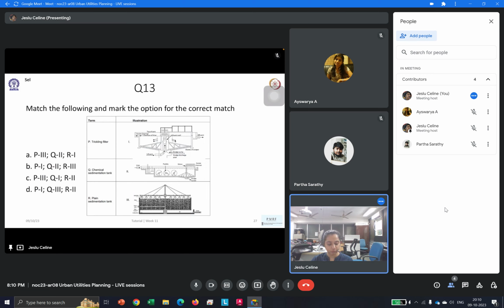So which is trickling filter from this figure? Option 3, ma'am. Option 3. Yes, this we have discussed in one of the previous lectures also. So you have this one, and then you have the water which is sprayed from the horizontal pipes. So it trickles down, so that's a trickling filter. Very good. Then you have the chemical sedimentation tank, which is the chemical sedimentation tank?